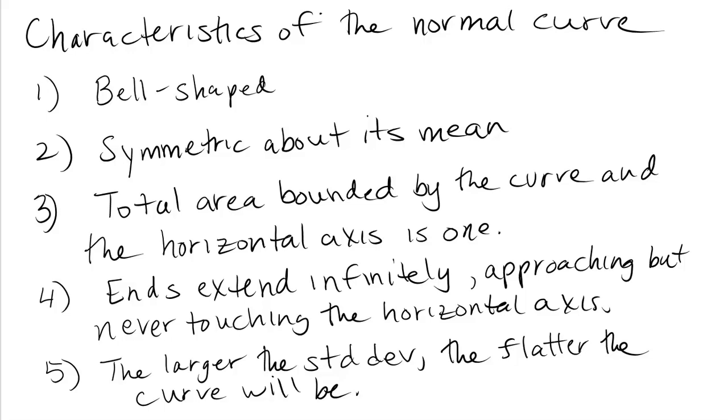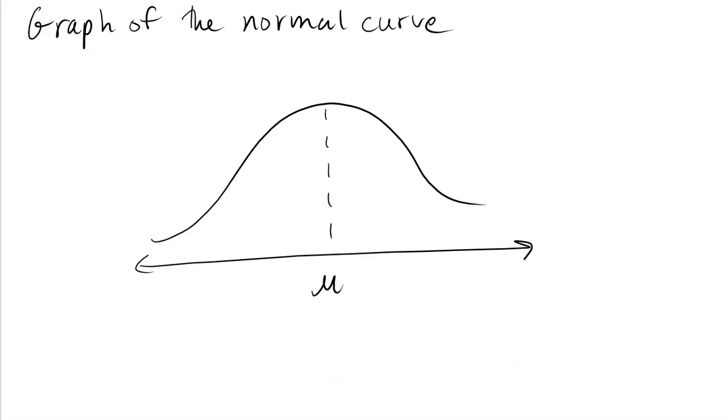Second, it's symmetric about its mean. Now, I showed you that the mean was in the middle. What I didn't say, and what you can't really tell from my graph because it's not perfect, is that that's a line of symmetry. The left half and the right half of the graph should look exactly the same. And I know mine doesn't, but a true normal distribution would. So the graph is symmetric about its mean.